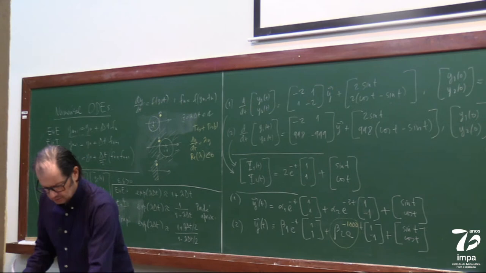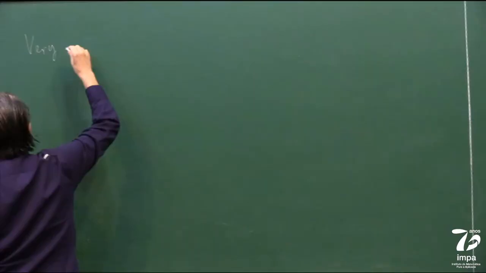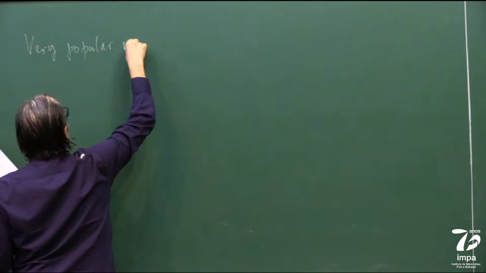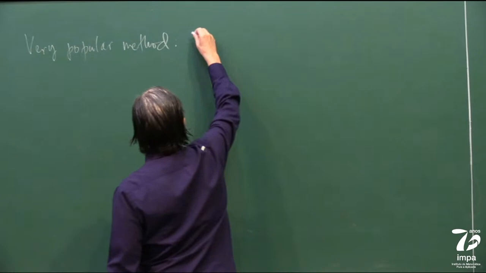Now, of course, I can't go without at least mentioning a very popular method, if not one of the most popular. And you know which method I'm going to talk about? Runge-Kutta, right? So fourth order. Now let me write my fastest way.